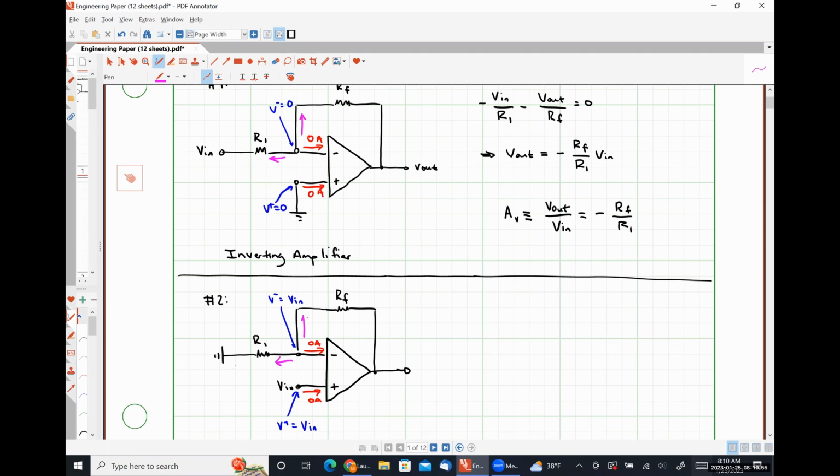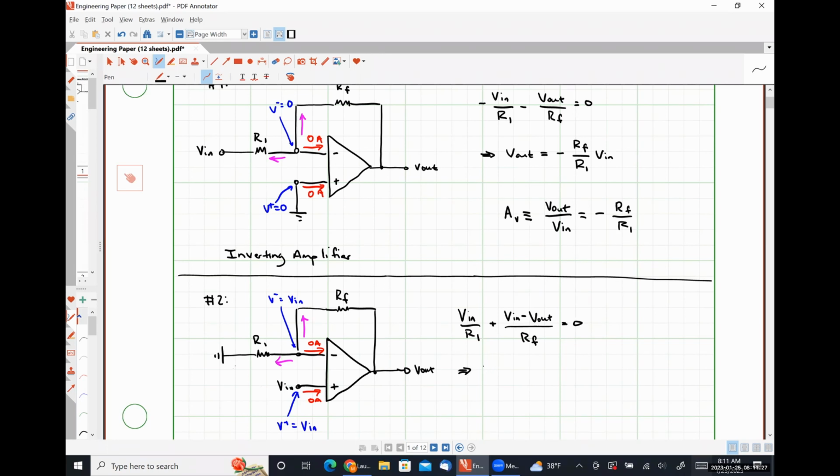Now, writing our Kirchhoff's current law equation, adding the two currents that I've indicated together, we are going to have VN minus 0 over R1. So that looks like VN over R1. And our current directed up to the feedback resistor is going to look like VN minus V out over RF is equal to 0.